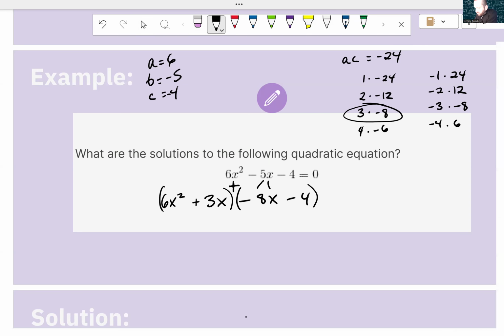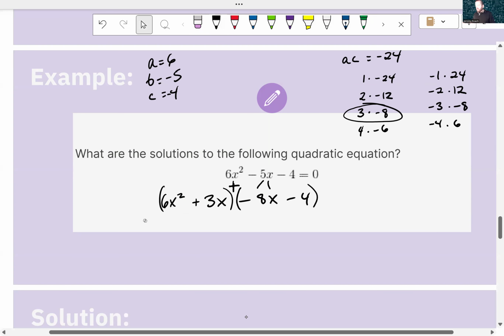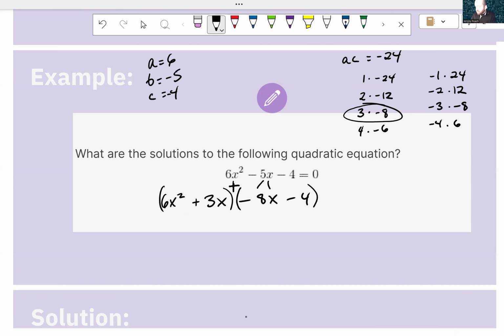Now we're going to figure out what's the greatest common factor from the first part. What's the biggest value we can divide by? And that is going to be 3x. We can divide both of those by 3x. That's the largest numerical value and the largest variable value that we can divide by. And now we're left with 2x plus 1.